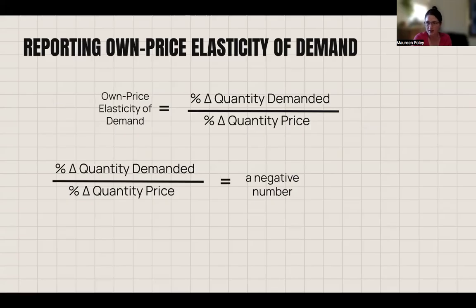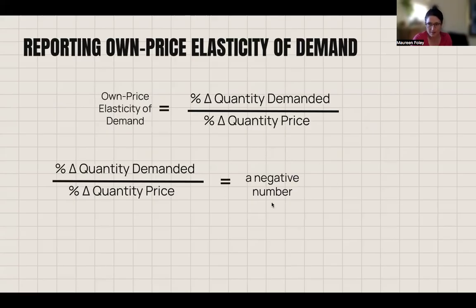Why is that? Think about the way that demand curves are. They always slope down and to the right. We never have an increase in price that results in an increase in the quantity demanded. So this is always going to be a negative number.